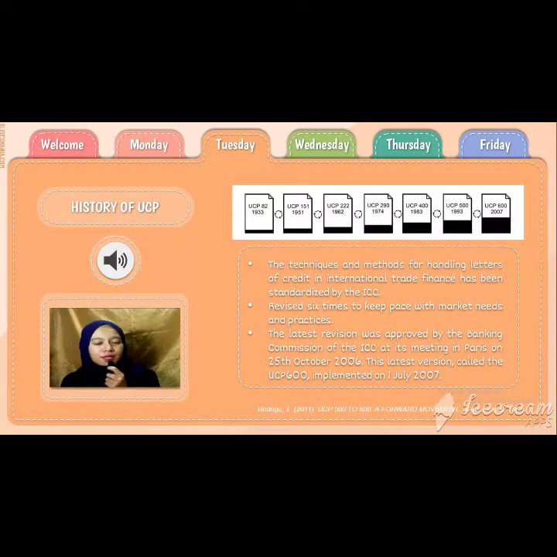Next is the history of UCP. As you can see from the slide, there are 7 UCPs that have been introduced by ICC. The first version of UCP is known as UCP 82, which was revised in 1933. UCP has been revised 6 times to keep pace with market needs and practice. As UCP was introduced by ICC, the technique and method for handling letters of credit in international trade finance has been standardized. The latest revision was UCP 600, introduced in 2000.